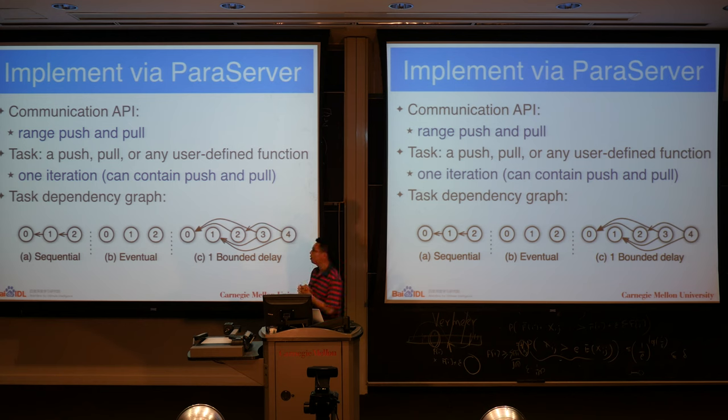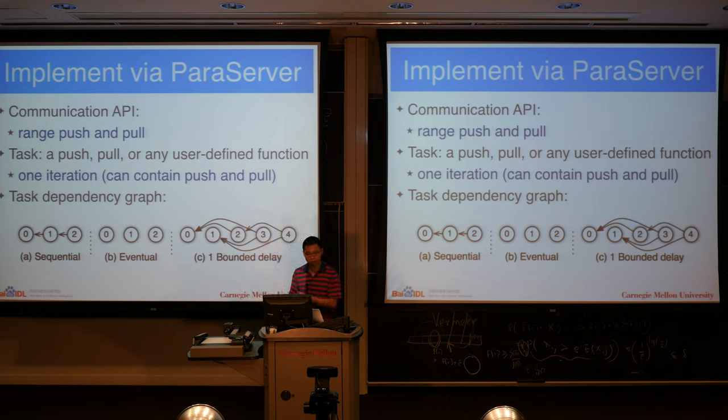we make a concept here. It is a task. A task is a push or a pull. It is related to several machines. You can push something out, pull something back, and also run any user-defined function. For example, one iteration: a scheduler may send a task to all these worker machines. Okay, let's start iteration one.